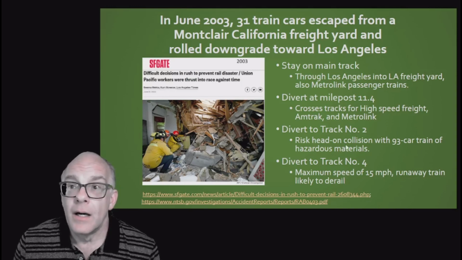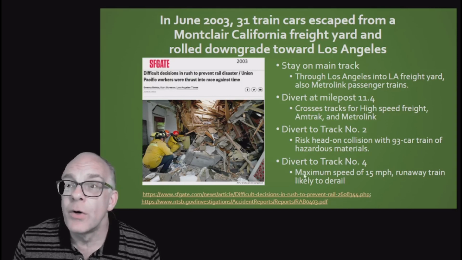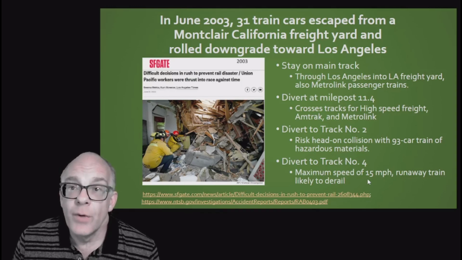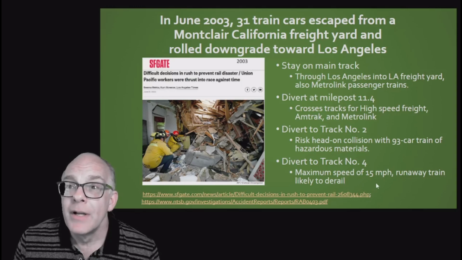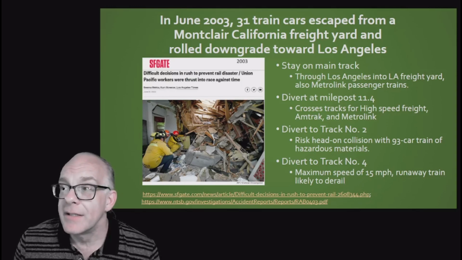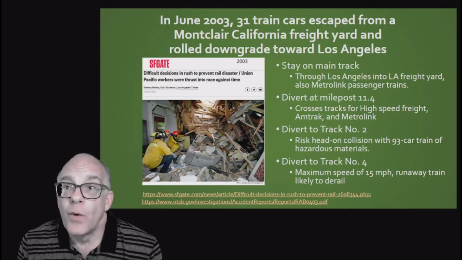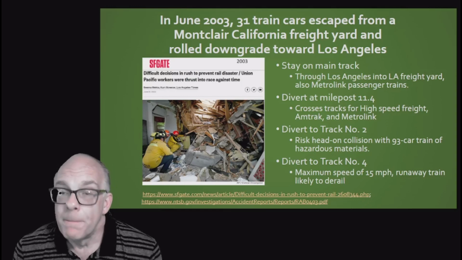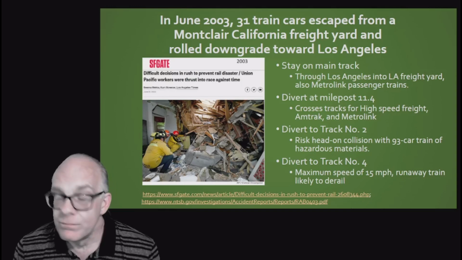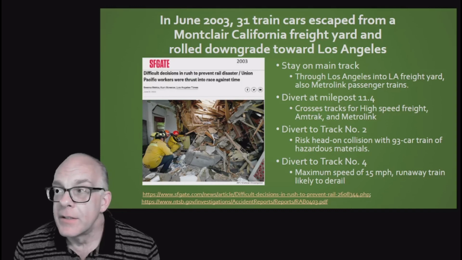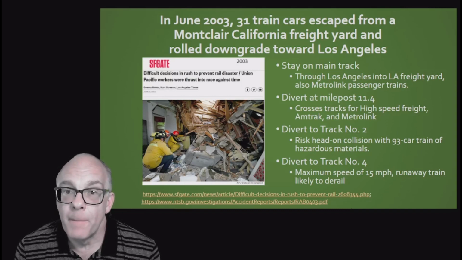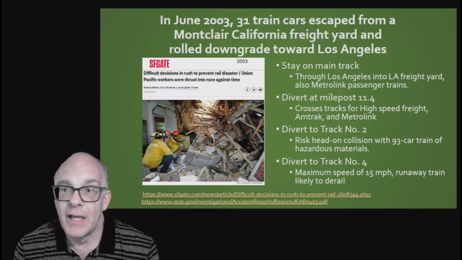And then an alternative is to divert onto track 4, a different path, but that would give it a maximum speed of about 15 miles per hour, and that runaway train is likely to derail. And so basically what happened is that this runaway train crashed. Ultimately, it destroyed 3 residences, damaged 5 others. 13 people suffered minor injuries, and it did about $2.4 million in damages.